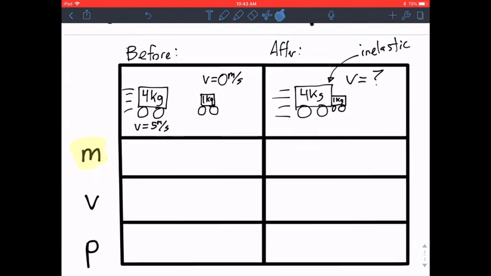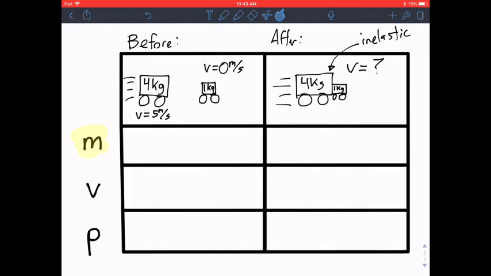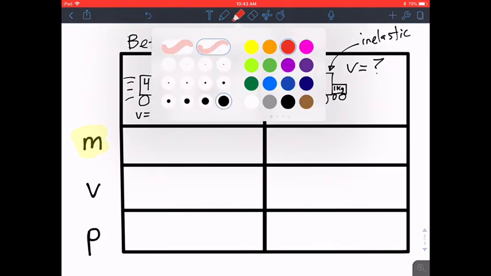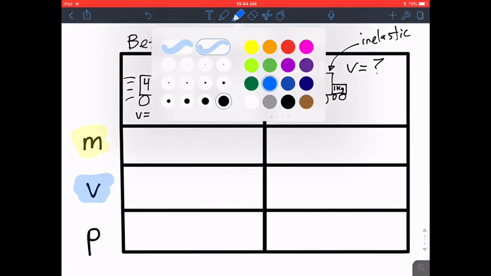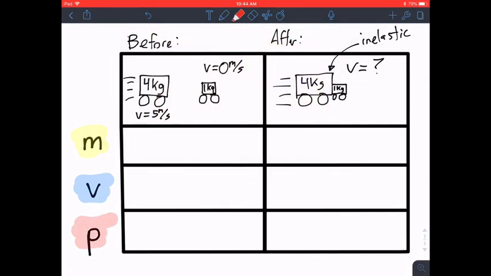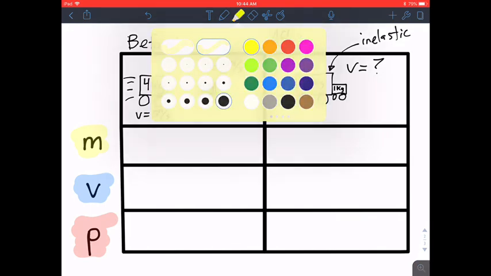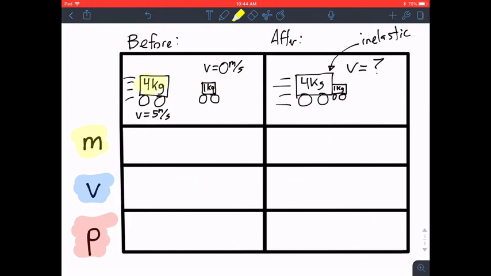All right. Now in that picture, we're going to use the information to fill out the rest of our MVP chart. Remember that M, V, and P are each rows of the chart. So the first row is mass, the second is velocity, and the third is P, which stands for momentum. All right, let's fill in everything we know. So looking at the picture, we can see that this cart is 4 kilograms, this is 1 kilogram, and then over here, they're going to be stuck together.